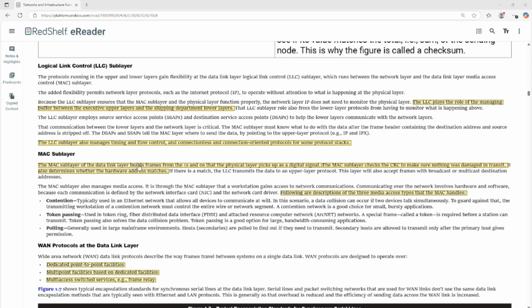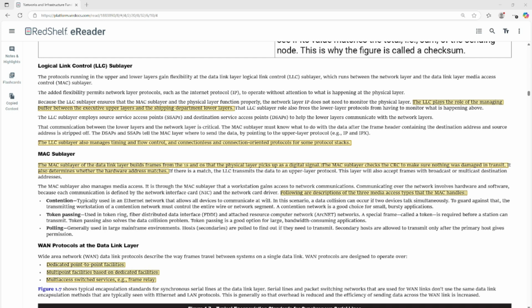Okay, the MAC sublayer, which is the media access control sublayer, basically builds frames from the ones and zeros that the physical layer picks up as a digital signal. The MAC sublayer checks the CRC to make sure nothing was damaged in transit. It also determines whether the hardware address matches. So this is kind of like something that helps with error control, right? It makes sure the package is in full, it's going, it's not been damaged. That's it.